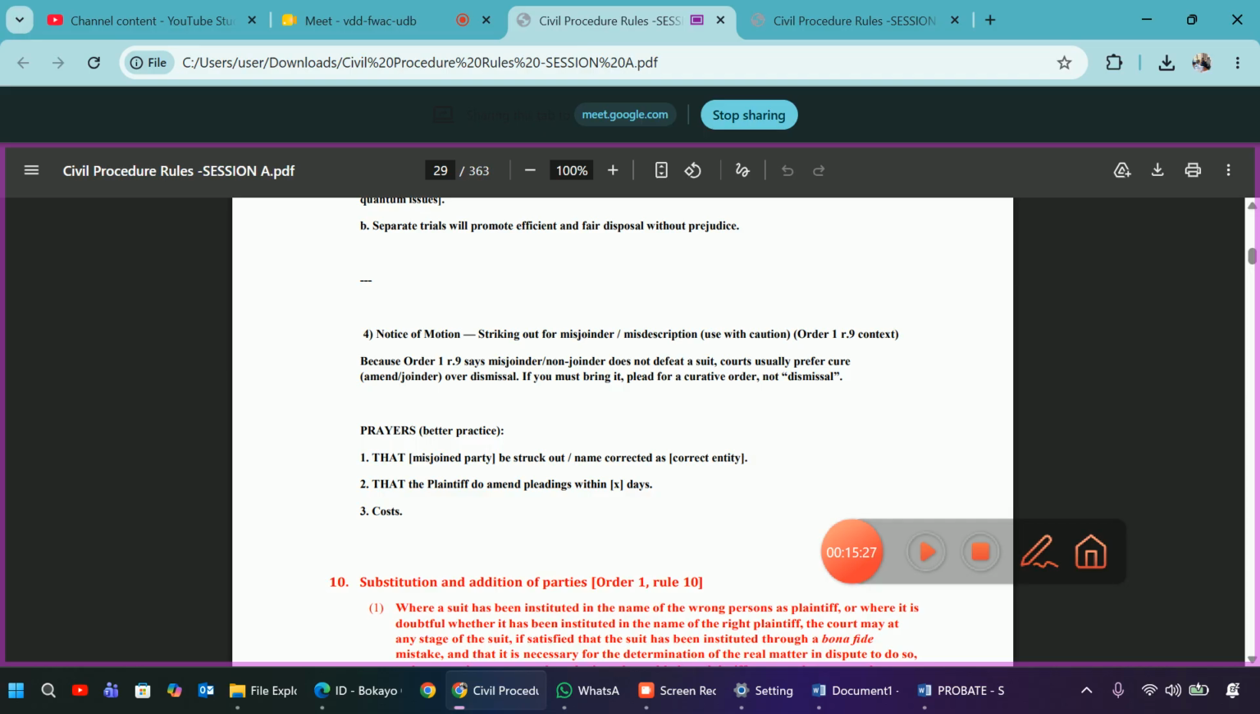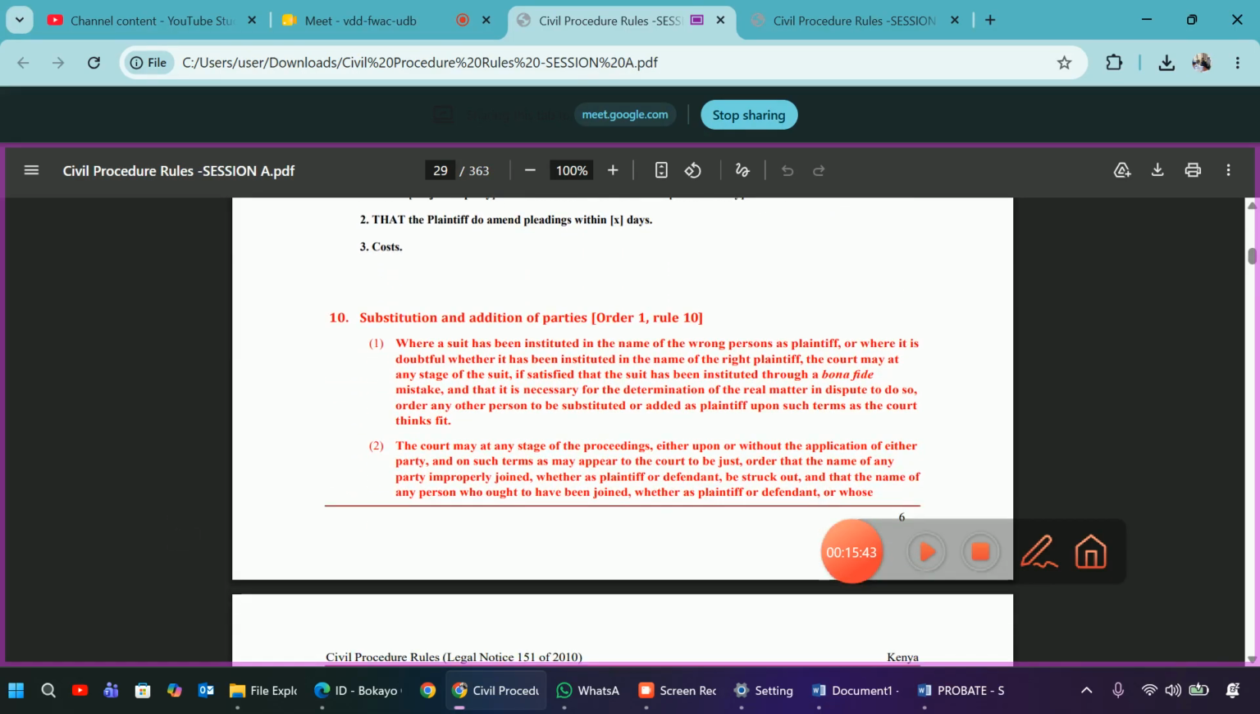So if you are to do an application for striking out for misjoinder, don't think that the court will take the dismissal prayer seriously. Dismissal is a thing of the past. The court will cure it by amendment. So, how have courts interpreted Order 1?